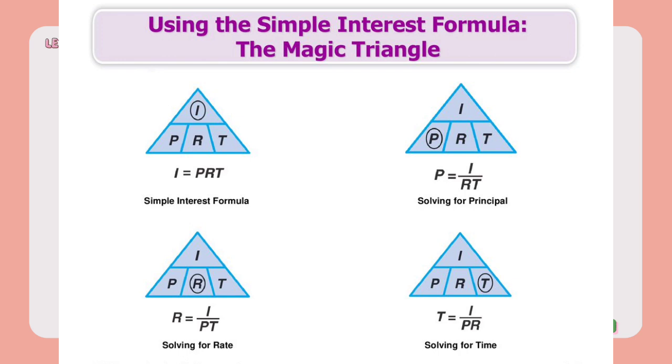If the rate is being asked, the formula is rate is equal to interest divided by principal times time. And if the time is being asked in the problem, the formula is time is equal to interest divided by principal times rate. Now let's try solving word problems.